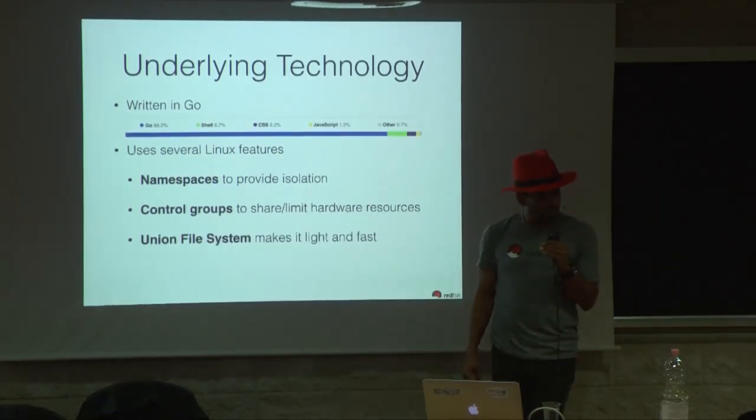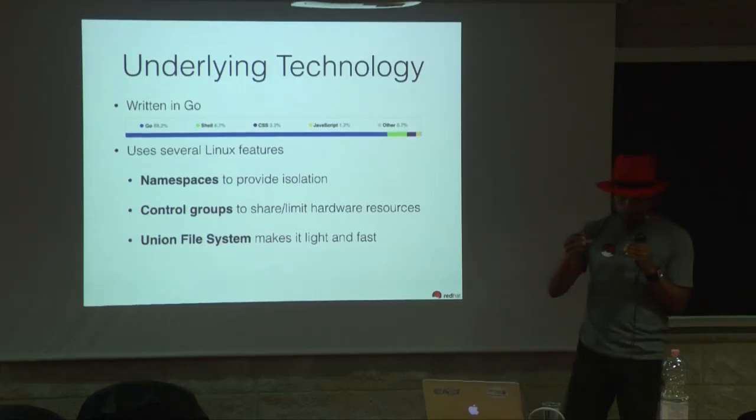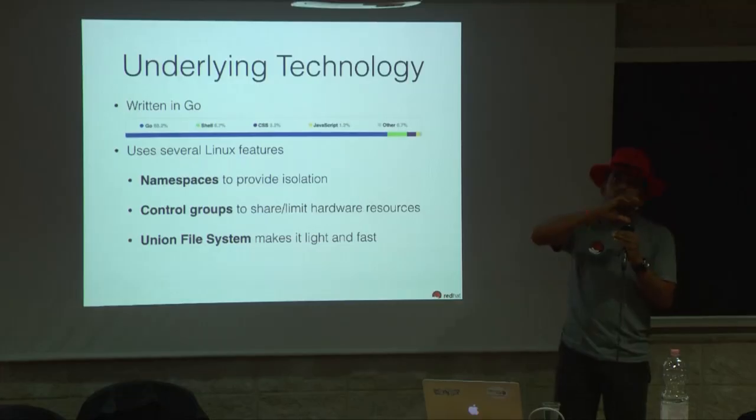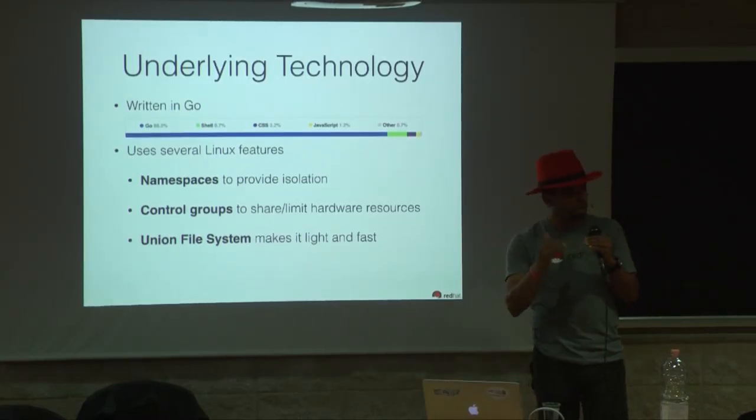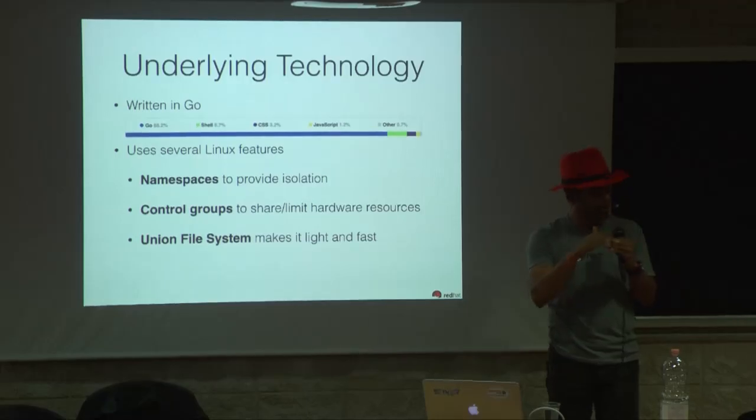Union file system is a very key concept because it is a very standard Linux technology. You start with a very core operating system. You want to write something on it, you cannot write on it. It's a read-only file system.